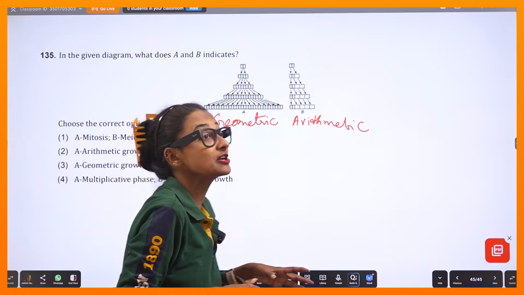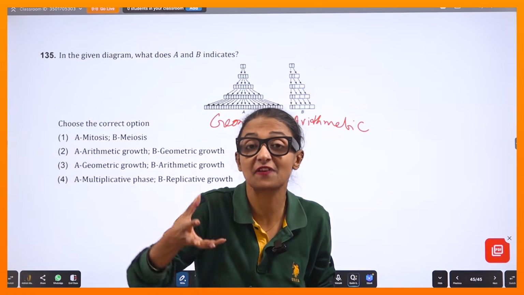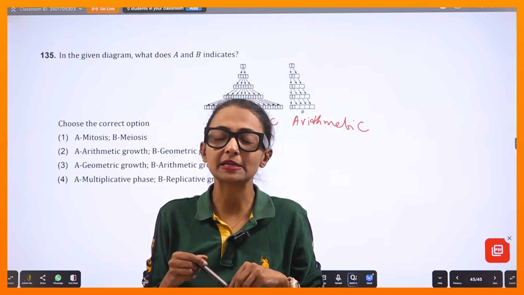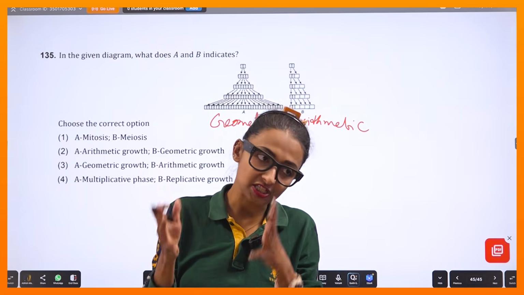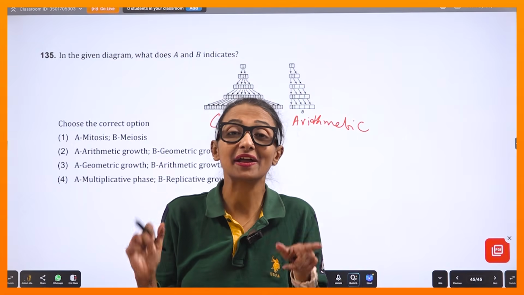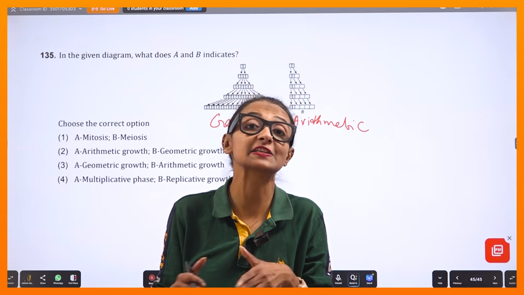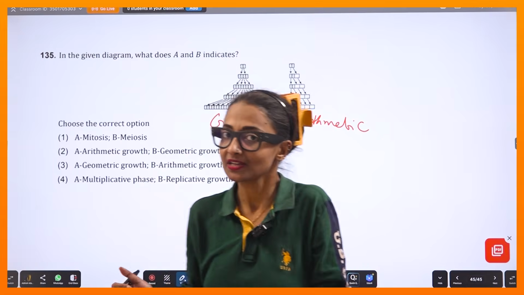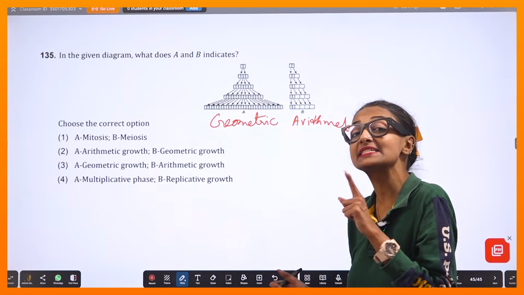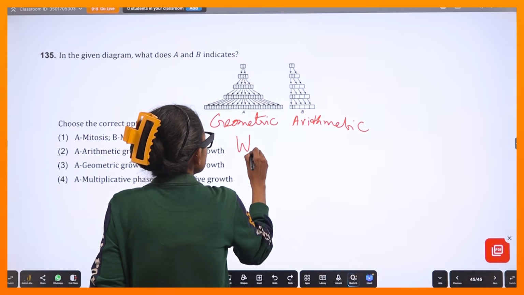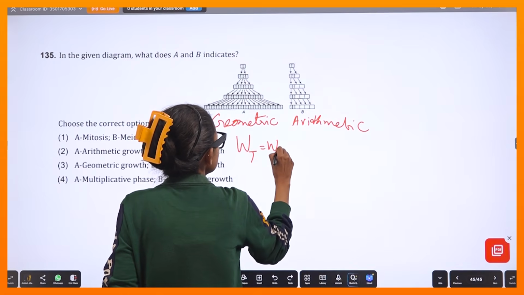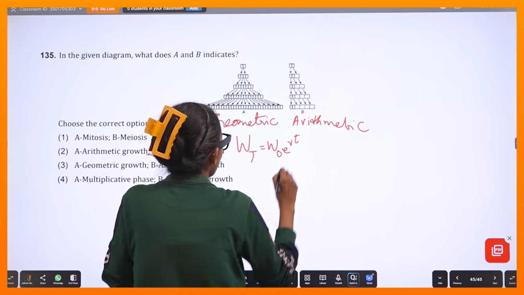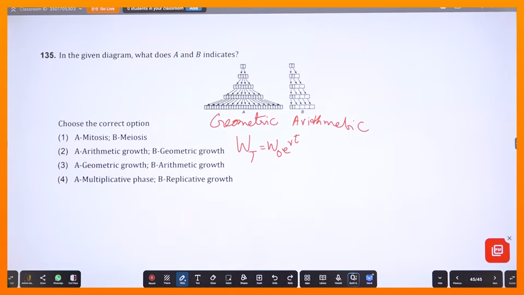You know that geometric growth rate is studied to identify the weight of any plant, tissue, cell or organ. Whereas arithmetic growth rate is used to study height, length and increase. And both the formulae are different. Am I right? For this one it was Wt is equal to W naught e to the power rt. Isn't it, for geometric one?